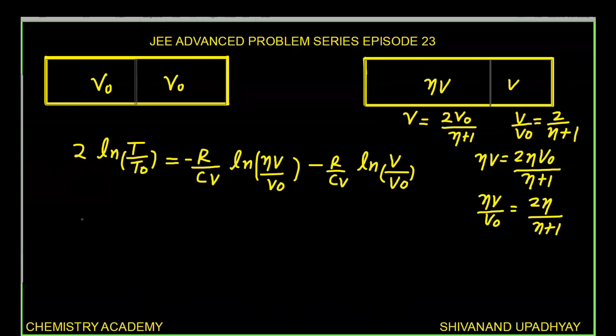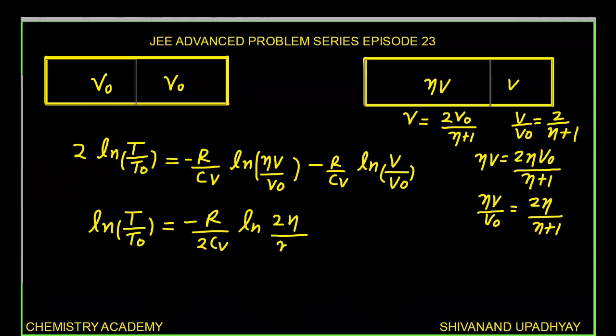So from here I can write that 2 times, this 2 we can also take to this side if we want, right? So I can write that this is ln T upon T naught and this is minus R upon 2 times CV. This value, from here I can put, is equal to 2 eta upon eta plus 1. And this value is minus R upon 2 times CV ln 2 upon eta plus 1.